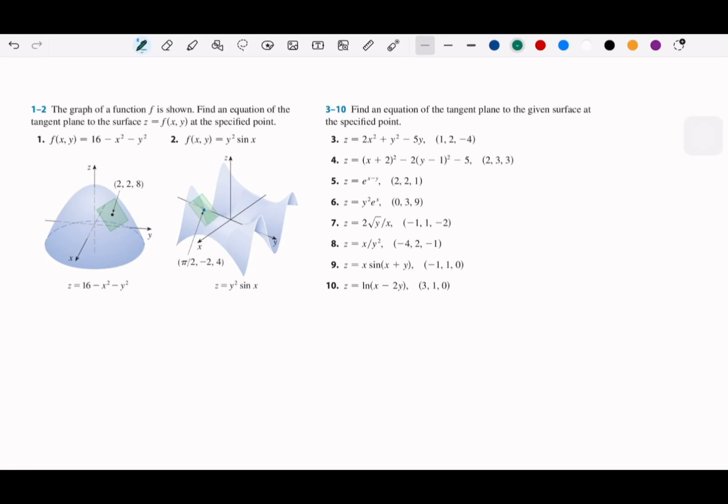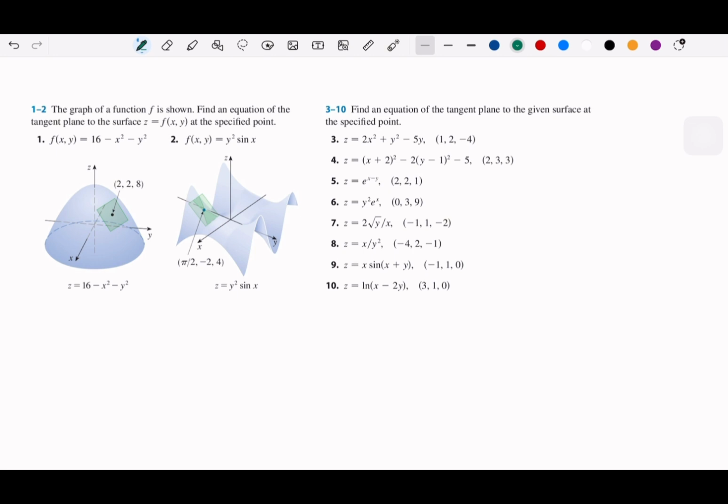The previous topic was partial derivatives. In particular, a typical question is finding the tangent plane. This is more likely to be a direct, straightforward question: you have a function and a point, and you need to find the tangent plane to that function at that point.